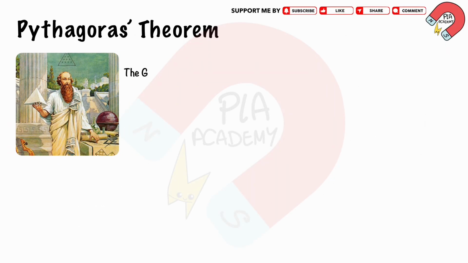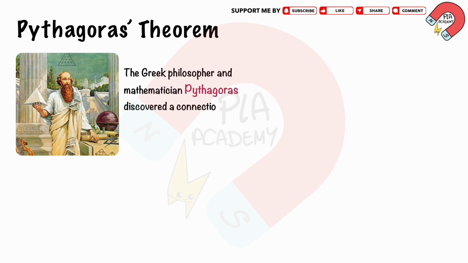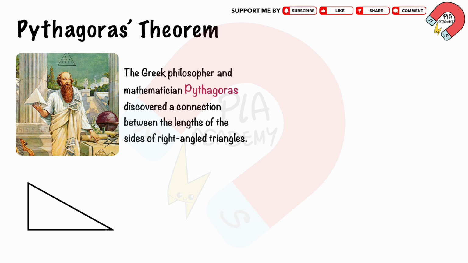The Greek philosopher and mathematician Pythagoras discovered a connection between the lengths of the sides of right-angled triangles. This is arguably the most famous mathematical theorem in the world. In a right-angled triangle, the longest side is called the hypotenuse, C. It is the side opposite the right angle. The other two sides are labeled A and B, which are interchangeable.